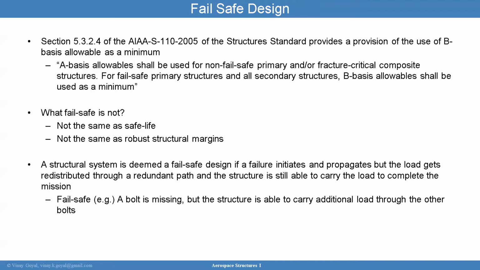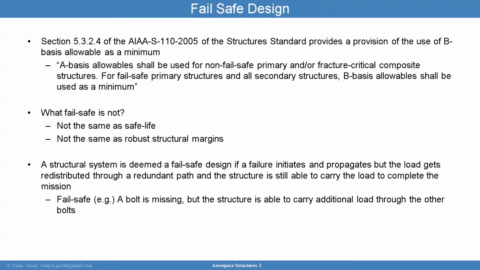It's a design where, say you have five trusses holding a weight, if one of the trusses fails and the other four trusses can take the load, you call that a fail-safe design, because the design is able to take the load when something else fails. And so if I'm able to design for fail-safe, you can use a B-basis allowable as a minimum. A fail-safe is not the same thing as a safe life.